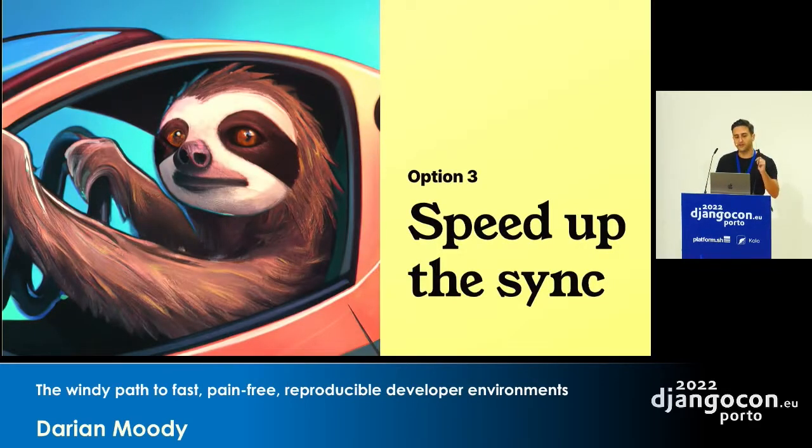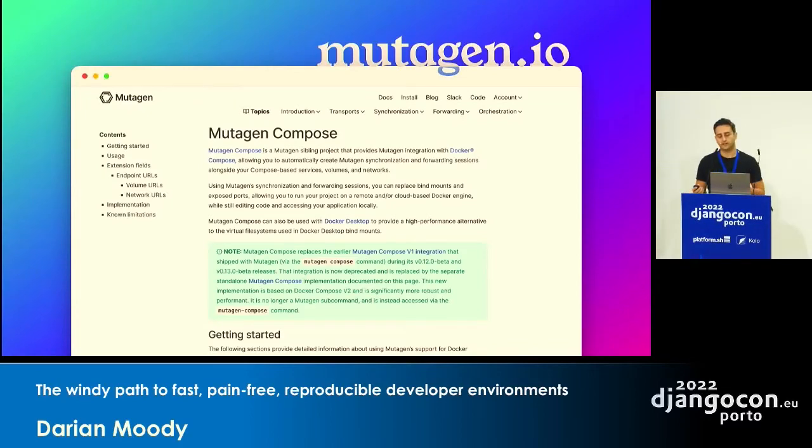And so the third option is to try and speed up the sync. We know that when we don't mount the files, it's fine. So what if we can find a way to improve the performance of the sync between the hypervisor and the host machine? And we did it actually for a little bit. There's a project called Mutagen, and you can think of this like a bidirectional rsync with a low latency file watcher. It's written by one guy, as far as I'm aware.